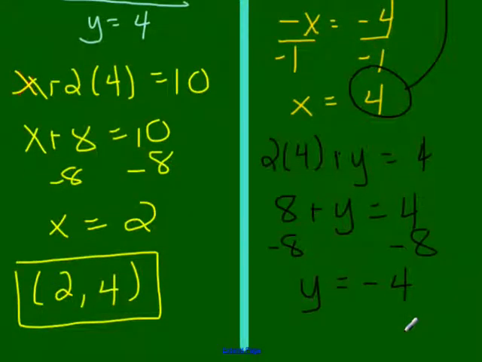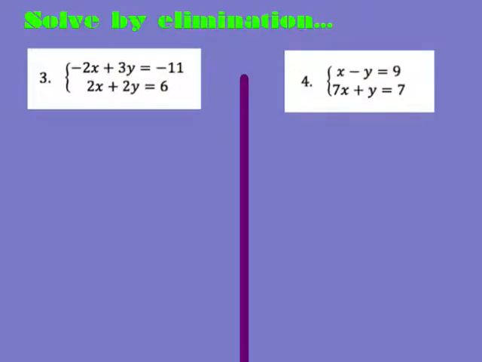Okay, so then we want to write that out as a coordinate point. First my x coordinate, then my y coordinate. So then my answer for this one is (4, -4). Next, let's take a look at number 3.